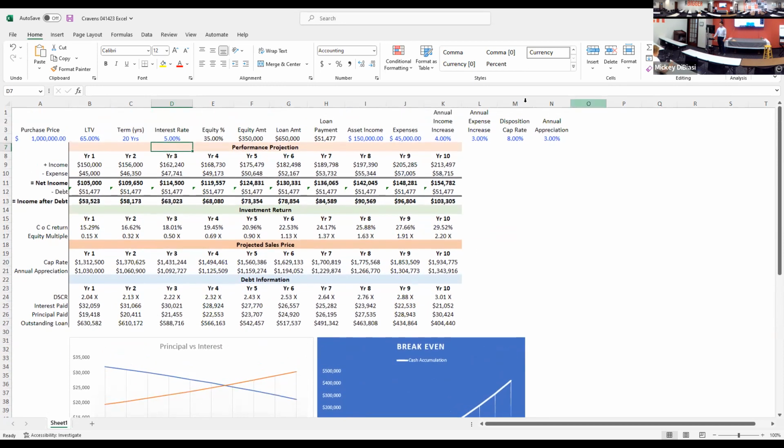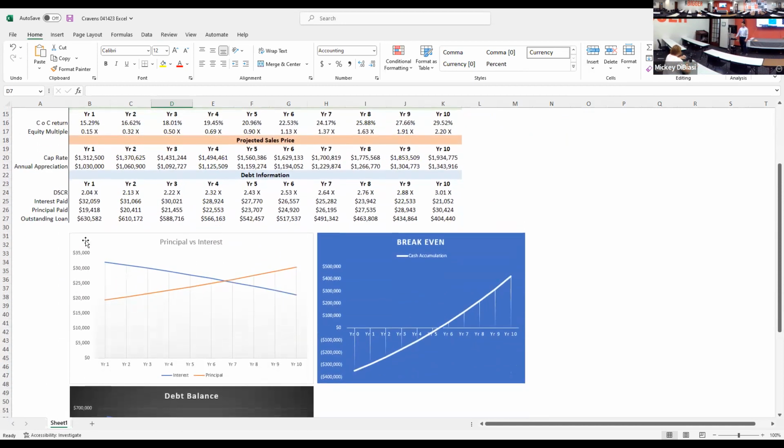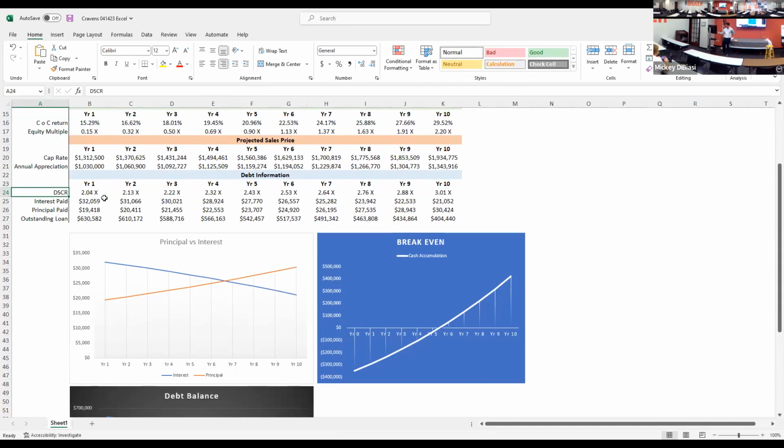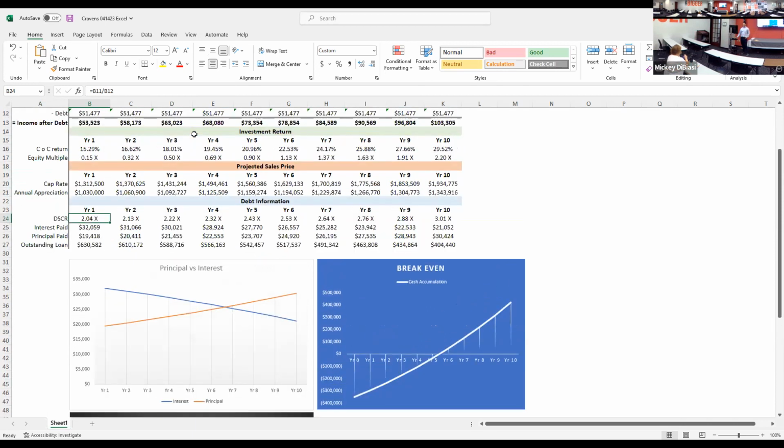You can change these two numbers and it'll change the projected sales price. Now, if you come down to this debt information, this is what banks pay attention to: the DSCR, the debt service coverage ratio. Banks really want to see this asset at 1.25 or higher. In this particular scenario, we're well above that, about 2 times. Basically, your net operating income is 2 times more than your debt service.